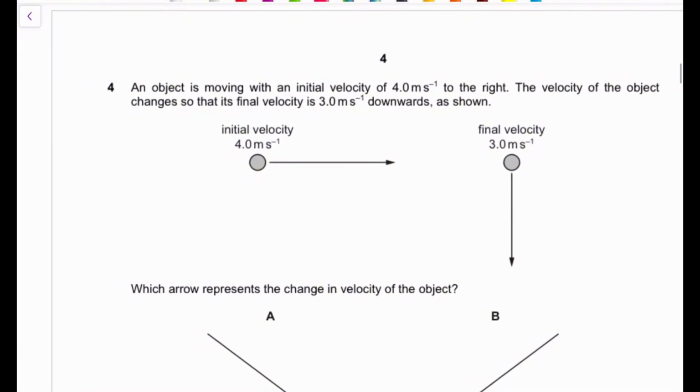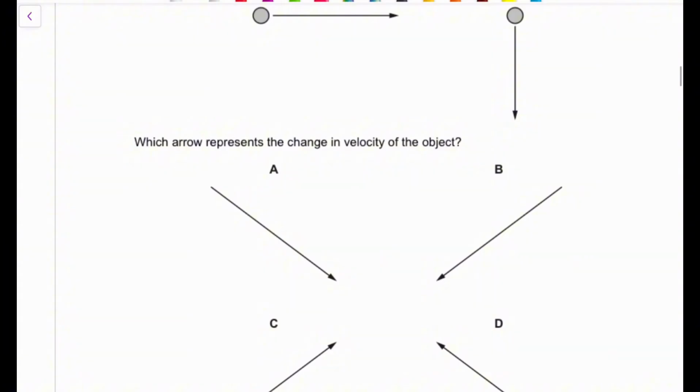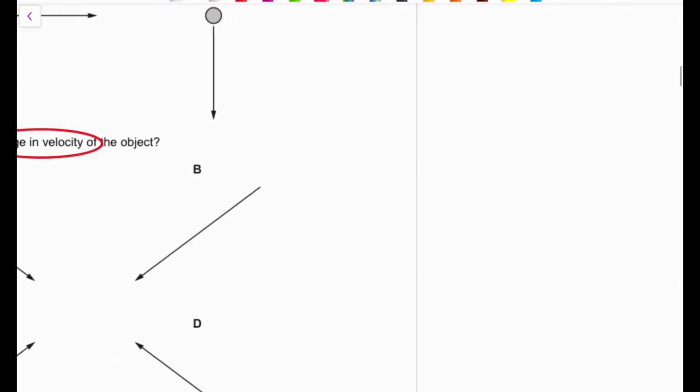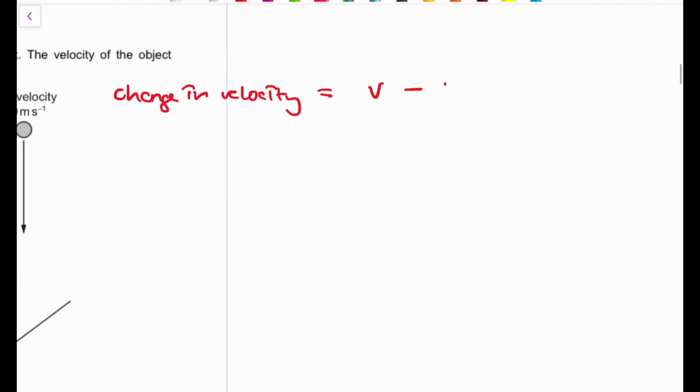An object is moving with an initial velocity of 4 meters per second to the right. The velocity of the object changes so that its final velocity is 3 meters per second downwards, as shown like that. And we want to find the change in velocity. So the most important keyword to notice here is that the question is saying the change in velocity. What is the change in velocity? Well, basically, the change in velocity is the final velocity v minus the initial velocity, right? But in terms of vectors, usually v plus negative u, right?